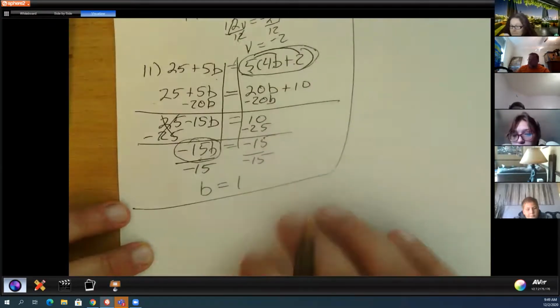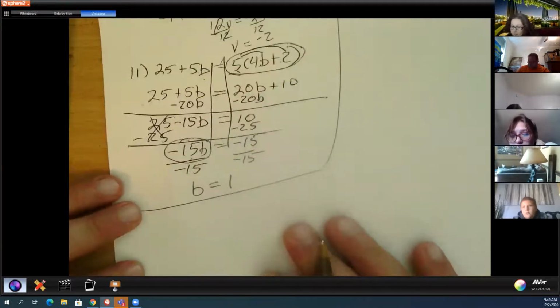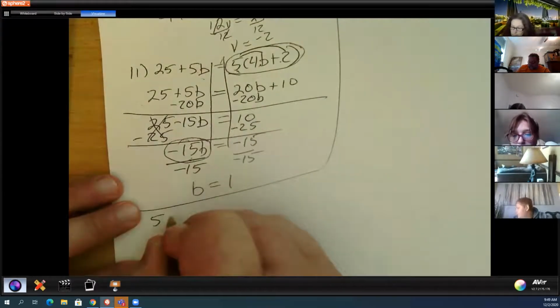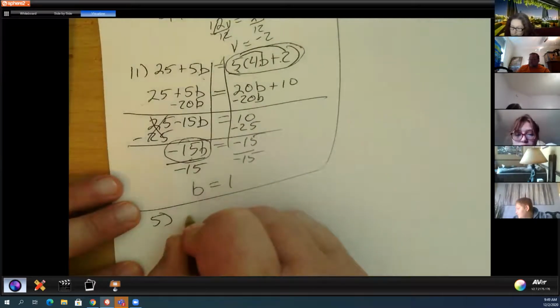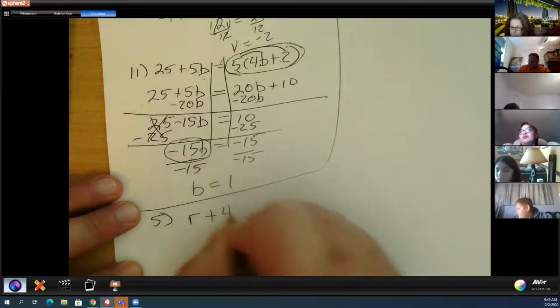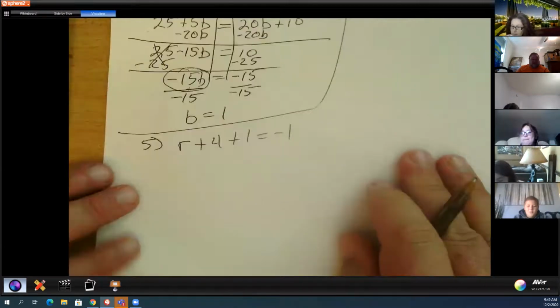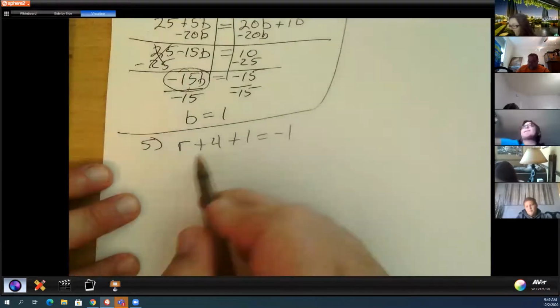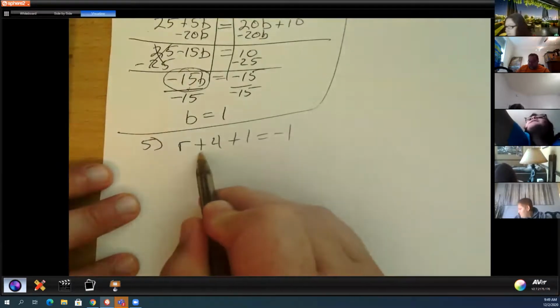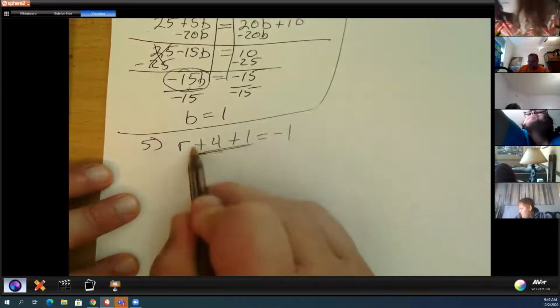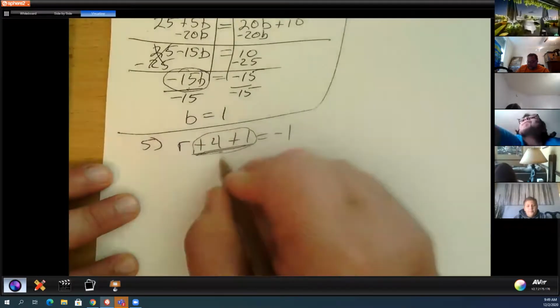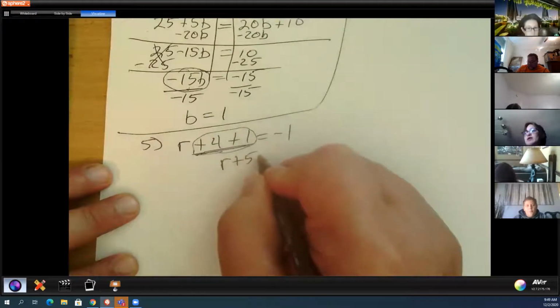Let's go back and do one of the easier ones then. Let's do number 5. Okay, so let's look at number 5 here, okay? Now, I'm going to combine these terms first here. So I'm going to get r plus 5 equals negative 1.